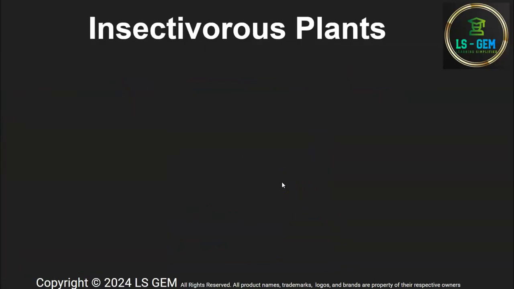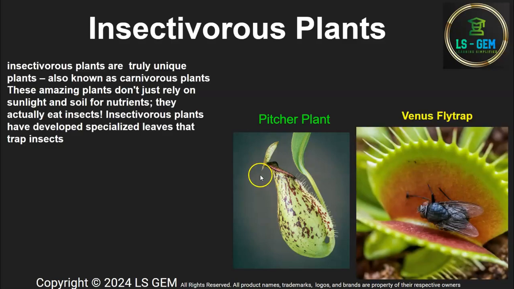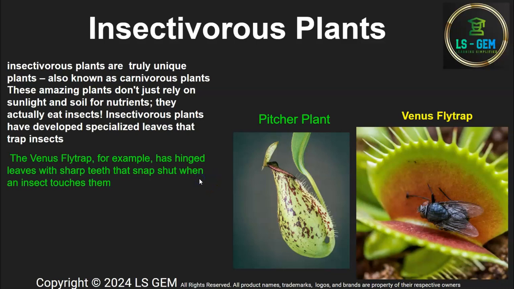Next one is insectivorous plants. Insectivorous plants are truly unique plants, also known as carnivorous plants. These amazing plants don't just rely on sunlight and soil for nutrients, they actually eat insects. Insectivorous plants have developed specialized leaves that trap insects. The Venus flytrap, this one, for example, has hinged leaves with sharp teeth, as you can see here, that snap shut when an insect touches them.